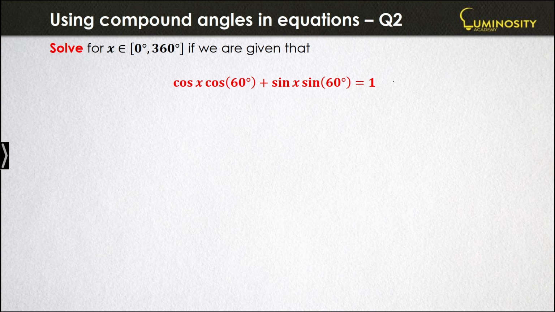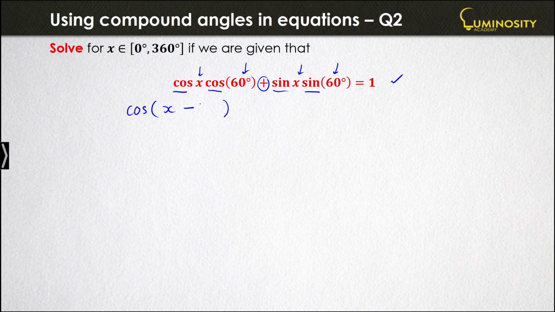Again, in this restricted domain from 0 to 360 degrees, we want to find all solutions that satisfy this equation. Off the bat, I see the pattern cos, cos, sine, sine. So this is going to be a cos compound angle formula. Because the sign in the middle is positive, that means it's going to be negative in the middle. The two angles in that order are x and 60 degrees. It must be in that order, cos, cos, sine, sine, with the angles in the specific order. So it has to work that way.